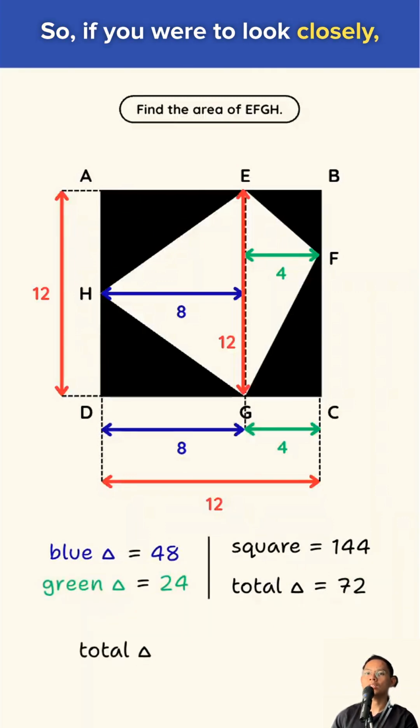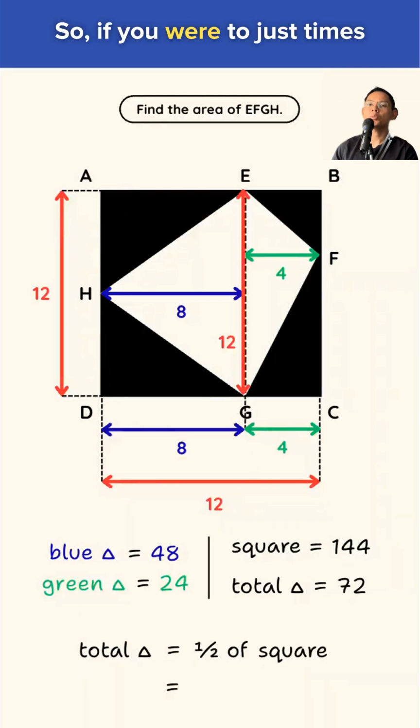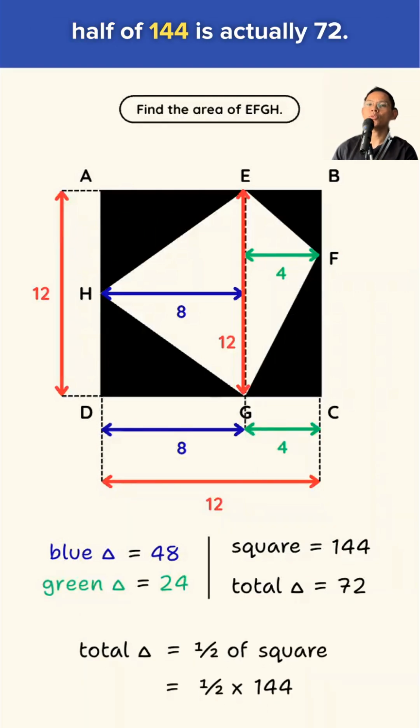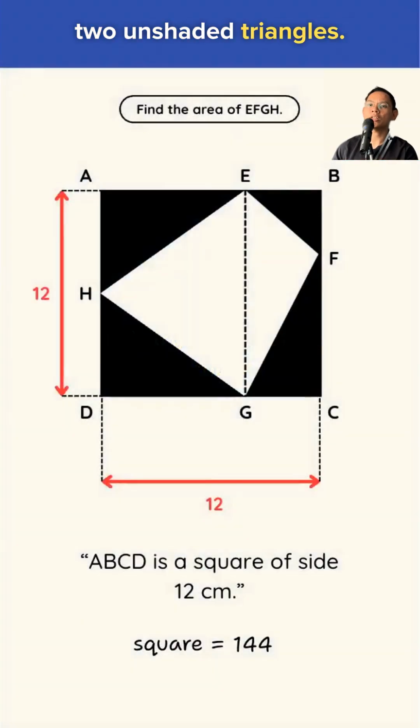So if you were to look closely, the total triangle area is basically half of the square. So if you were to just times half of 144, it's actually 72. So is that a coincidence? So let's try with another number for the height of the two unshaded triangles.